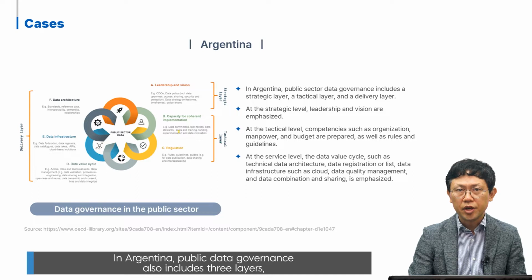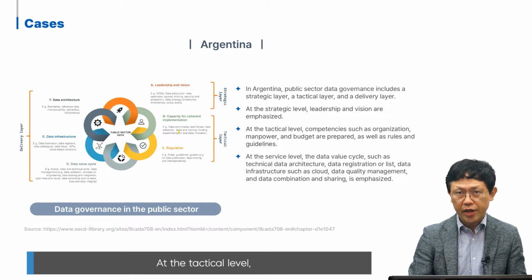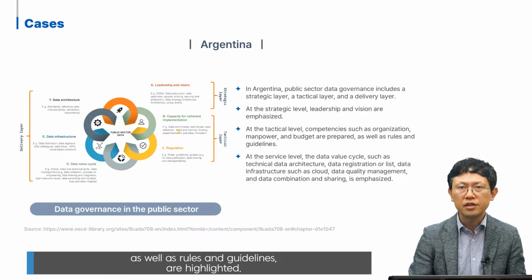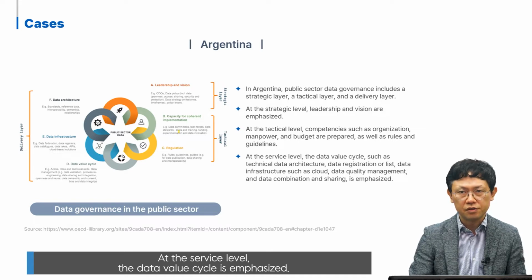In Argentina, public data governance also includes 3 layers: a strategy layer, a tactical layer, and a delivery layer. At the strategic level, leadership and vision are important. At the tactical level, competencies such as organization, personnel, and budget, as well as rules and guidelines, are highlighted. At the service level, the data value cycle is emphasized.